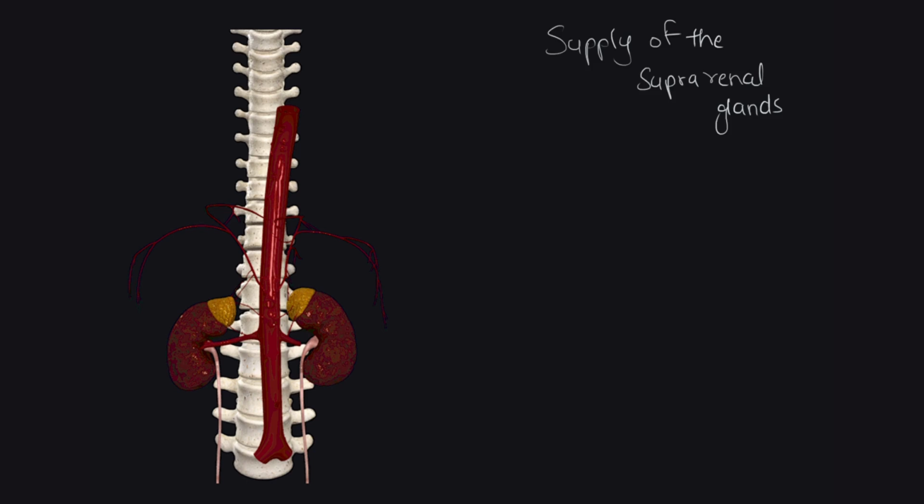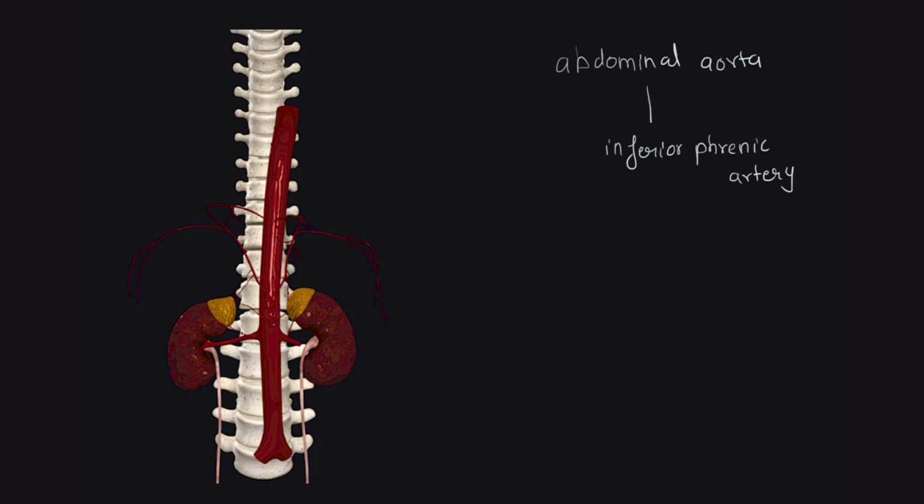So let us look at the arterial supply of the suprarenal glands. So the suprarenal glands are supplied by the superior, the middle, and the inferior suprarenal arteries. So the superior one comes off of the abdominal aorta. The branch of the abdominal aorta that it leads to is known as the inferior phrenic artery. Coming off the inferior phrenic artery, we have the superior suprarenal artery.